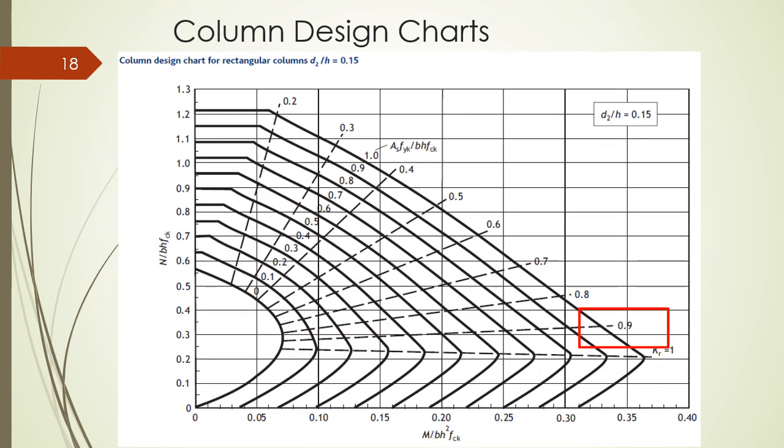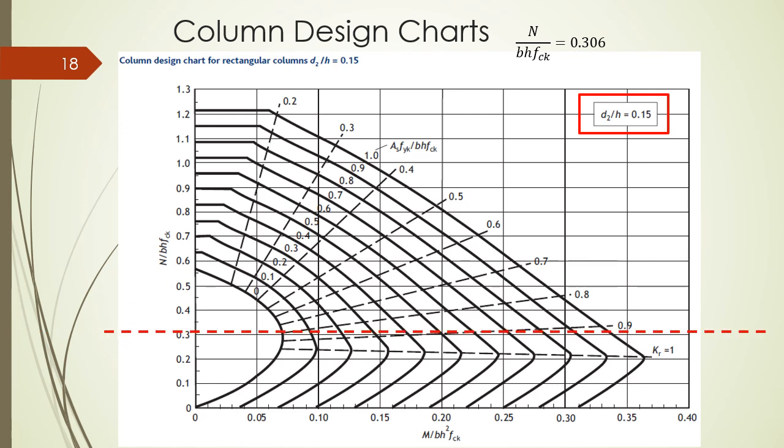Then we'll go to our chart. Of course, we decided on d2 over h equals 0.15 to be conservative, since our actual value of d2 over h is 0.13. So N over bh fck will give us 0.306. So we draw a horizontal line above that point, and M over bh squared fck will give us 0.144. So we read off a value just above that point.